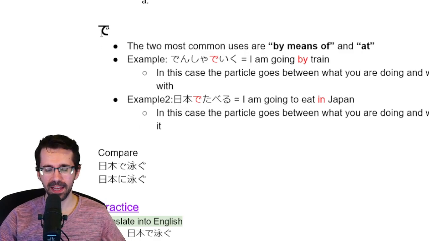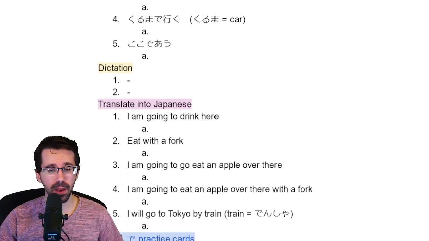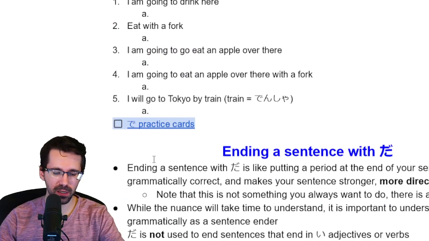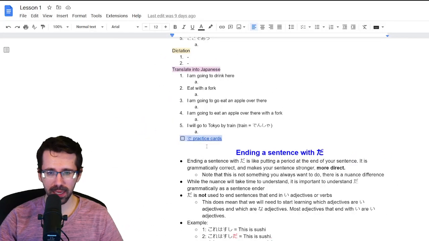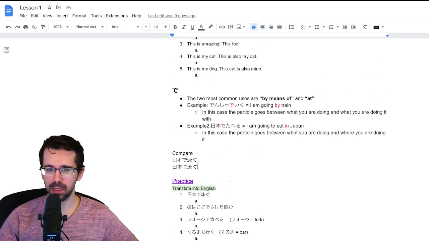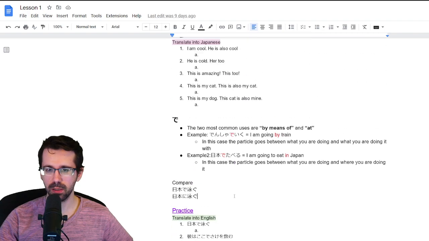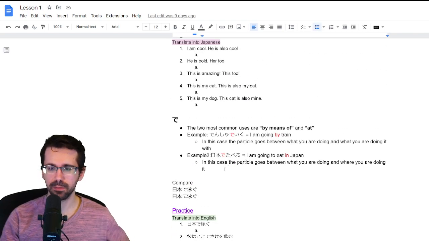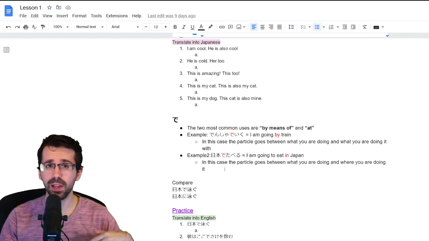So that's how de works. I do have some de practice cards here that can be useful for getting a better visual representation of the particle de. So definitely check those out. It can be good to get a lot of examples, try out these practice problems as well in order to definitely see the different ways of using de.